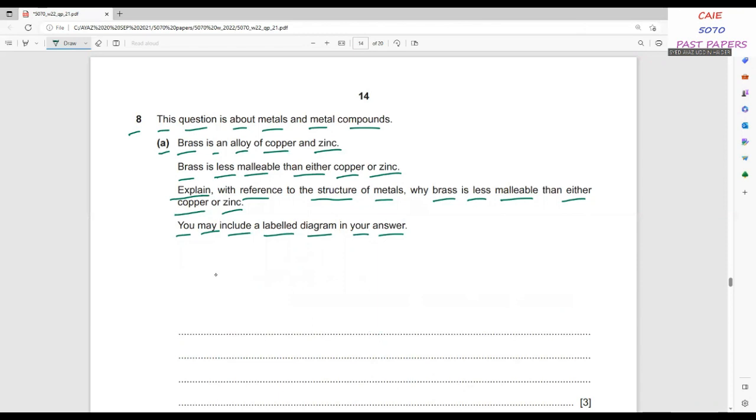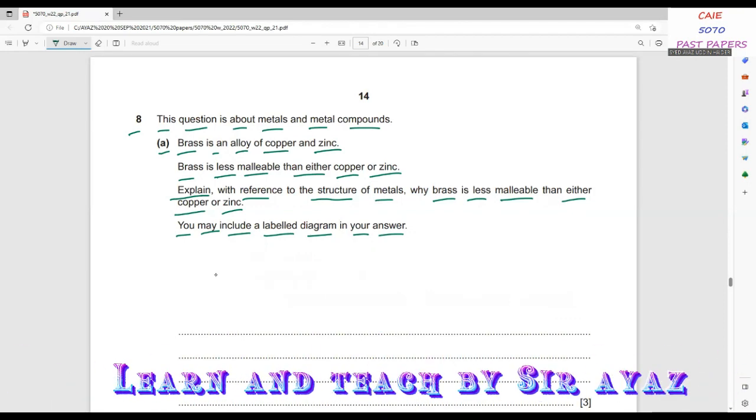So brass is a mixture of metals. Alloy means some mixture. So brass is an alloy of copper and zinc, which means that it contains both atoms of zinc and copper. Now in this question, they are asking to compare in terms of malleability why brass is less malleable than copper or zinc. You have to refer to the structure. Remember, in case of an alloy, there are large atoms of metal which prevent the small metal atoms from sliding over one another. So if you want to draw the diagram, it will be like this.